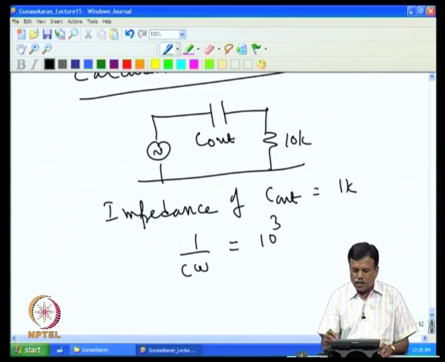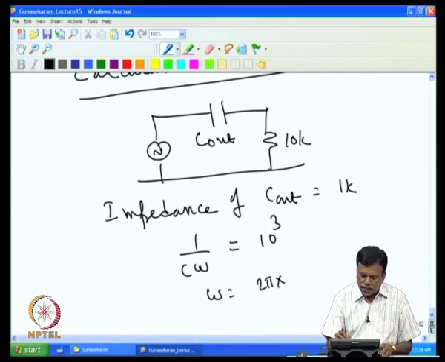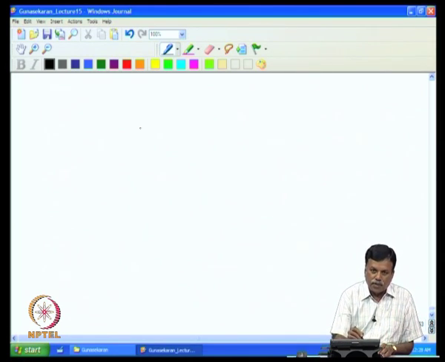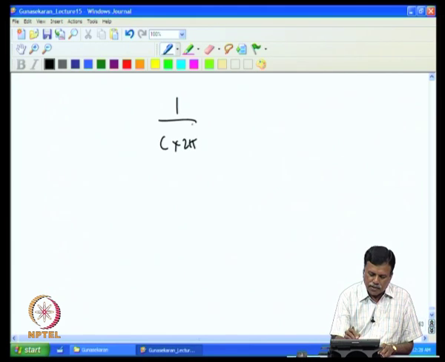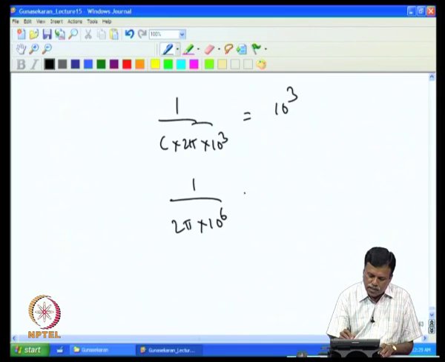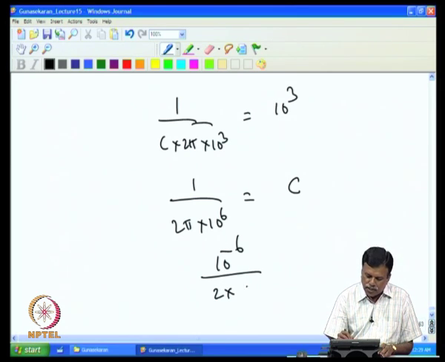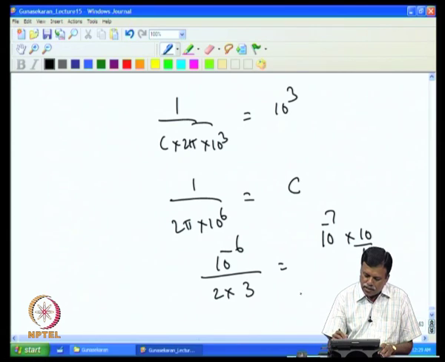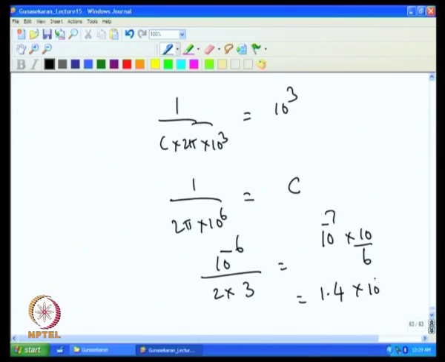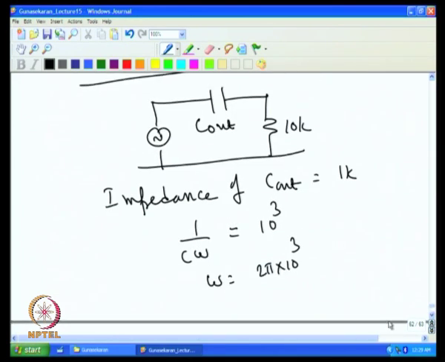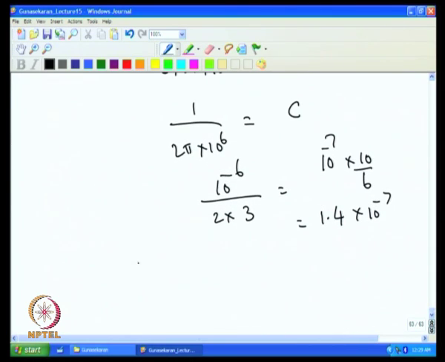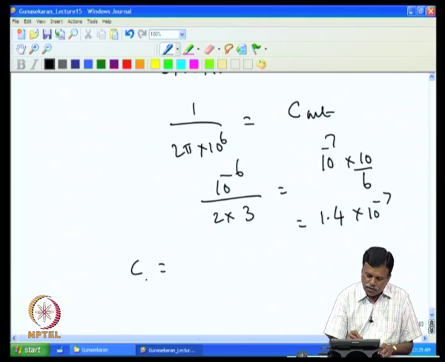And omega is as usual 2 pi into 10 power 3. So, you will end up with 1 by C into 2 pi into 10 power 3 equal to 10 power 3. So, you will have 1 by 2 pi into 10 power 6 as C. That comes out to be 10 power minus 6 divided by 2 into roughly 3, that is 1.4 into 10 power minus 7. So, C out comes to be 0.14 microfarad.